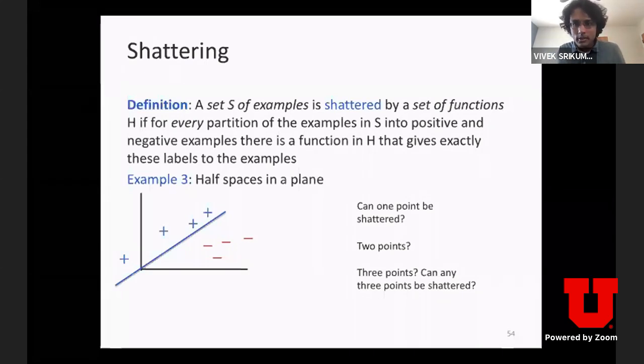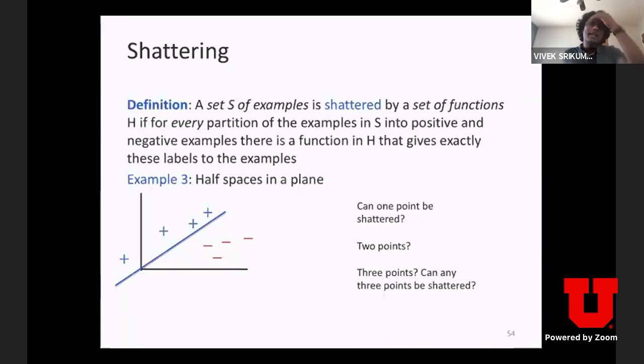So there's a question: is this not similar to the definition of being linearly separable? It is kind of similar. No, actually, I take it back. It's not about being linearly separable or not. We are asking whether, no matter how you label the points, that particular labeling is linearly separable for this particular set of functions.